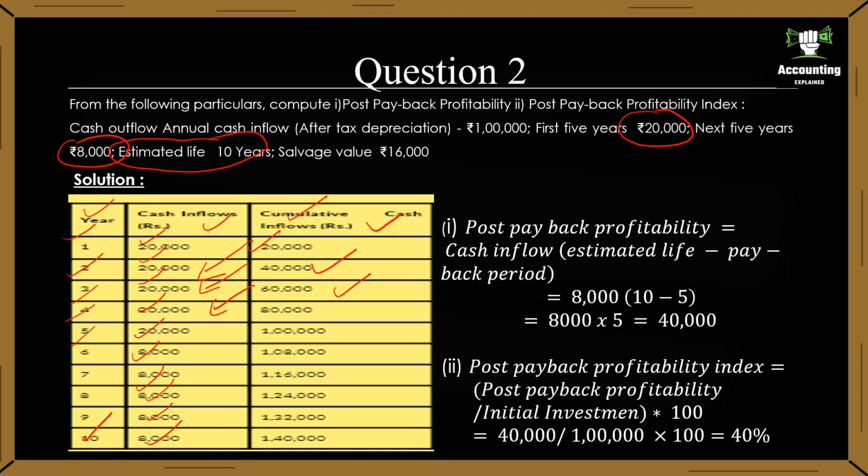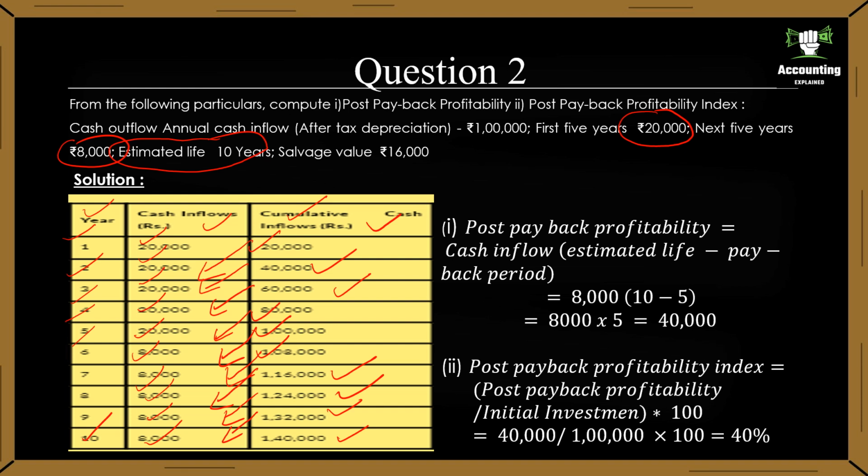Fourth year 60 plus 20, 80,000. Fifth year 80 plus 20, 1 lakh. Sixth 1 lakh plus 8,000, 1 lakh 8,000. Seventh 1 lakh 8,000 plus 8,000, it is 1 lakh 16,000. Eighth year it is 1 lakh 16,000 plus 8,000, 1 lakh 24,000. Ninth year it is 1 lakh 24,000 plus 8,000, 1 lakh 32,000. And the 10th year it is 1 lakh 32,000 plus 8,000, 1 lakh 40,000.